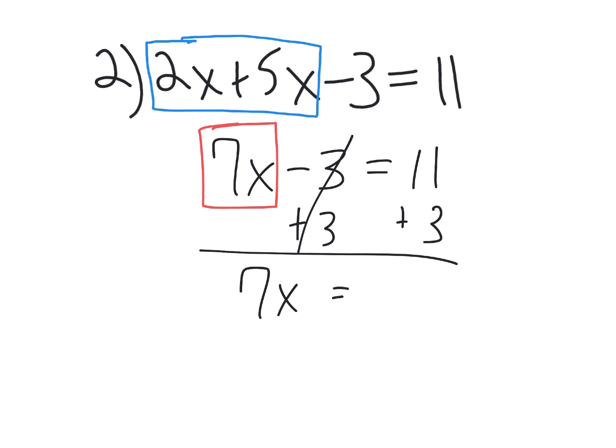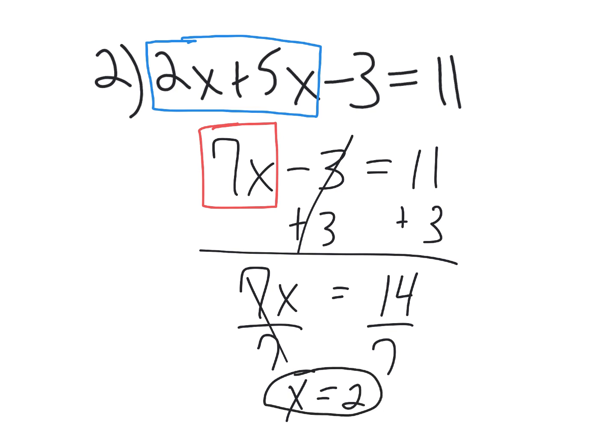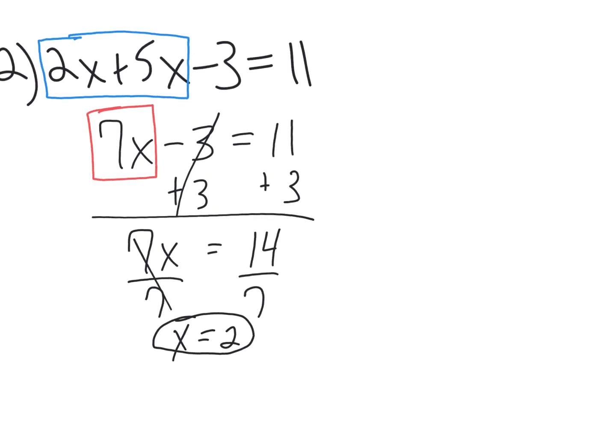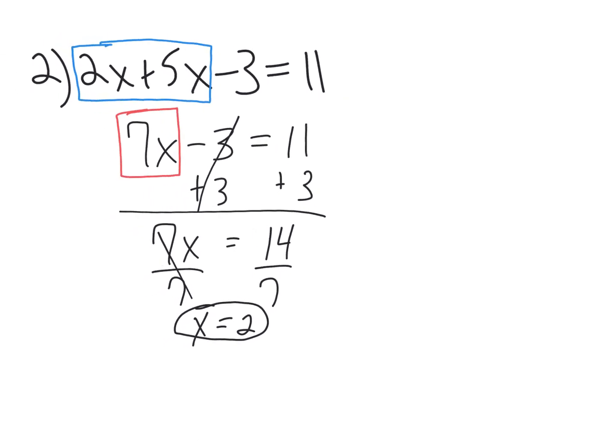If you want to think of it as -3 plus 3 is 0, that's a way of thinking about it, or you can just say they're subtracting 3. So if you take away 3 and then you put back 3, then you're back where you started. And then 11 plus 3 is equal to 14. And then our last step there, we're multiplying by 7, so we can divide by 7. And when you divide that out, it would be 2. So x equals 2.